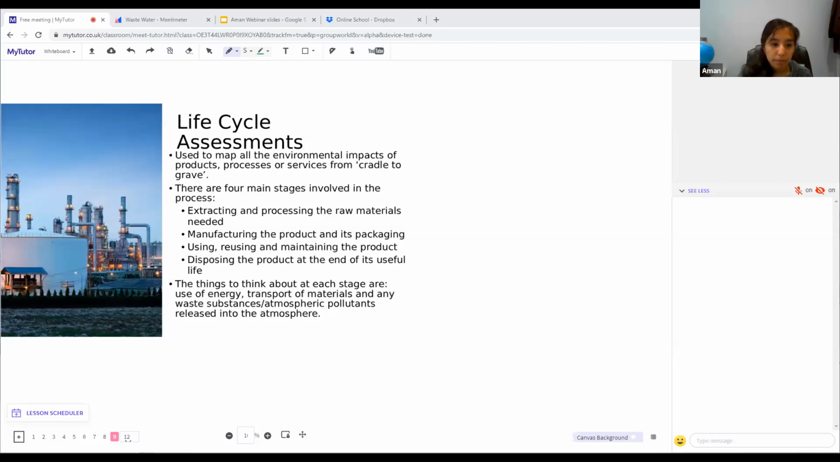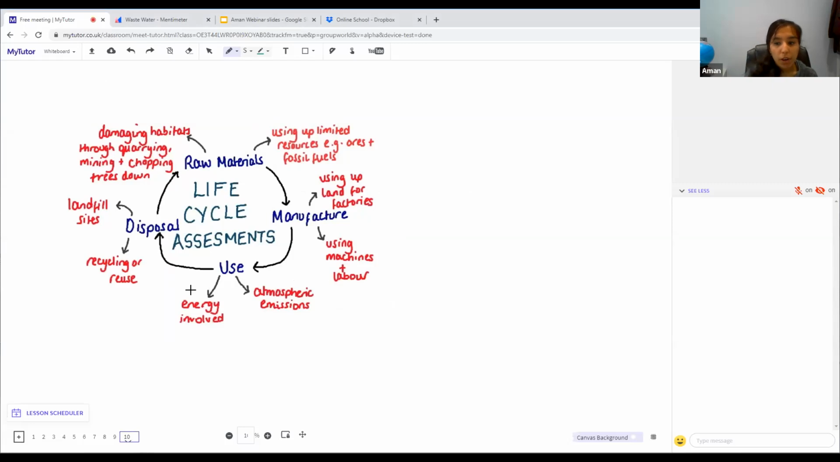So let's look at a life cycle assessment then. So this is one that I drew. Again, it's just to show you what you would think about. It's not one based on any specific material or any product. It's just a symbol diagram showing you what you should think about at each stage. So raw materials. This is using up limited resources. So does it require that?